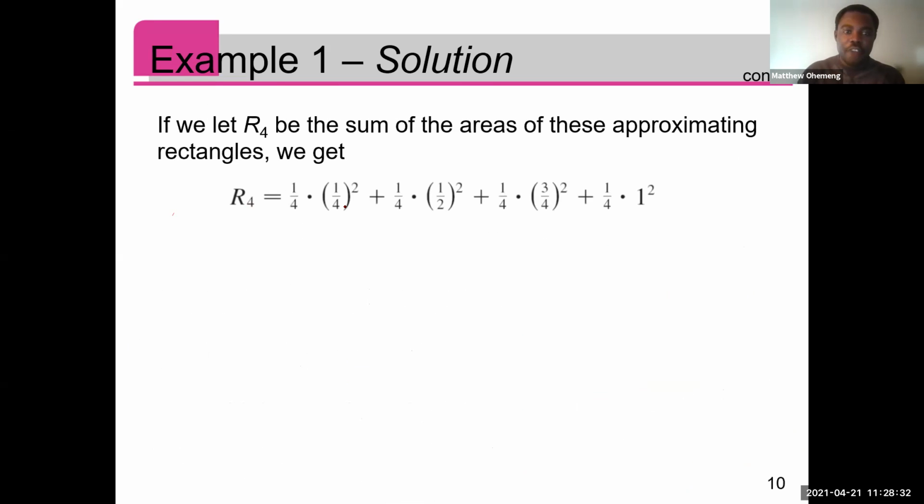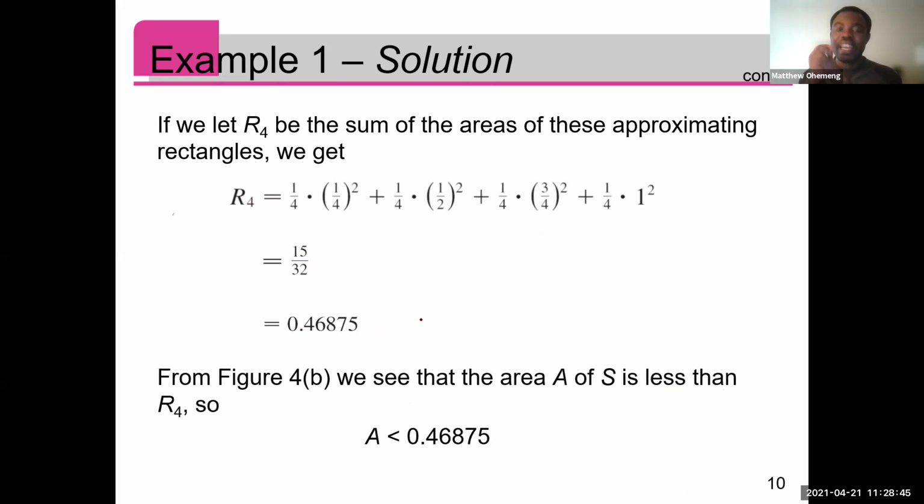Okay, so R4 is just that, right? And that's going to give us 15/32, which is 0.46875. But note that the true area under the curve, the S, is going to be for sure less than this. But at least this gives us a good approximation. We know that the area will be less than this.